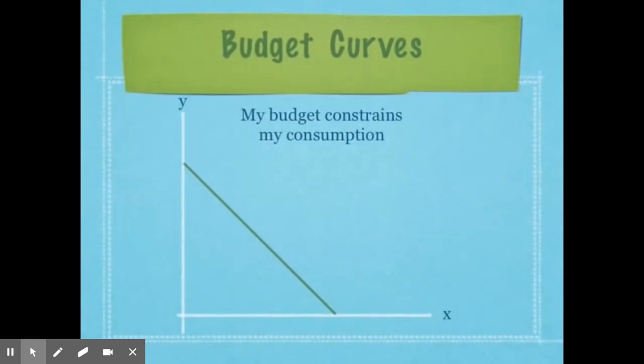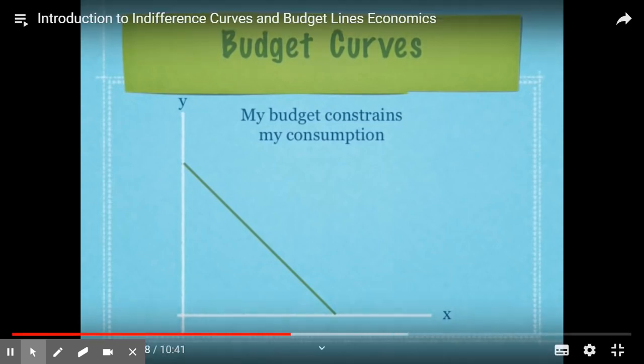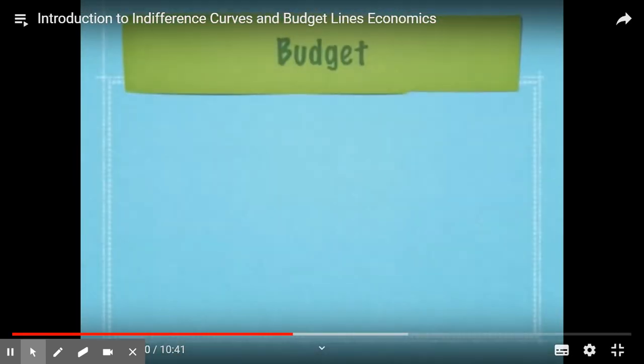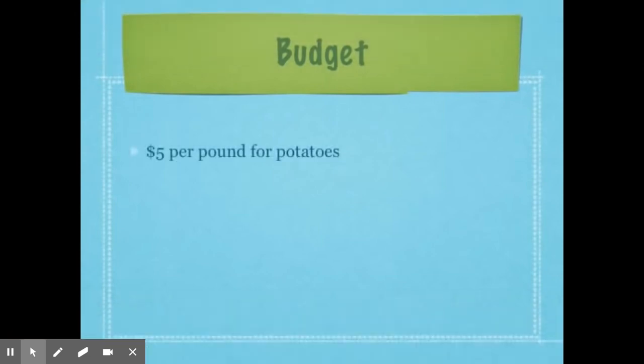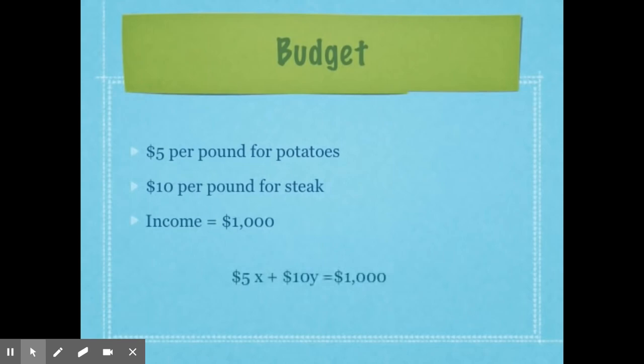My budget curve, it constrains my consumption. If I don't have a budget, I can consume as much as I want. So, $5 per pound of potatoes, let's make that assumption. Let's make the assumption that it is $10 per pound for steak. And my income is $1,000. My equation looks something like this. $5 times the quantity of potatoes I consume, and $10 times the quantity of steak I consume, and all that adds up to my total income of $1,000.